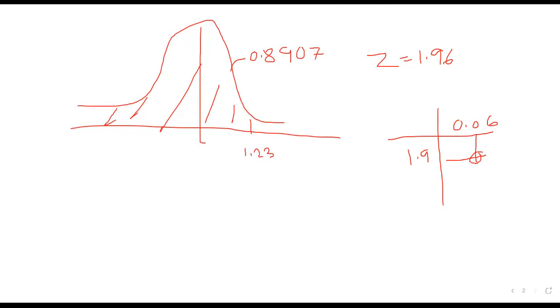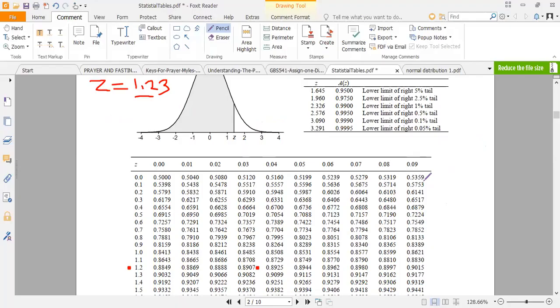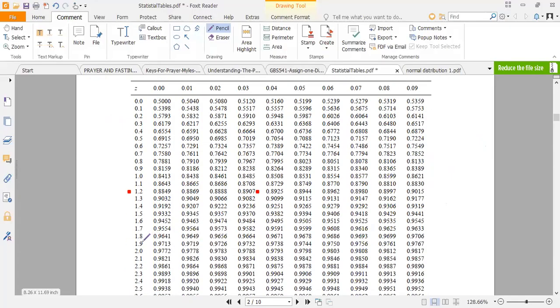What is the reading under 1.96? So you go under what? 1.9 and 0.06. What is the reading here? What is the reading? 0.97.